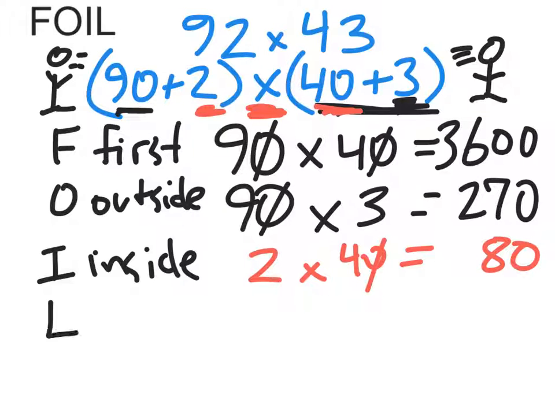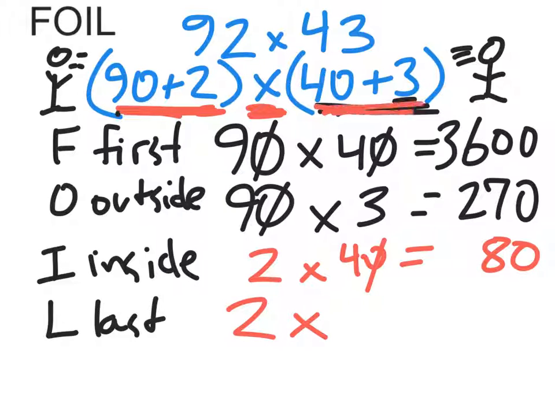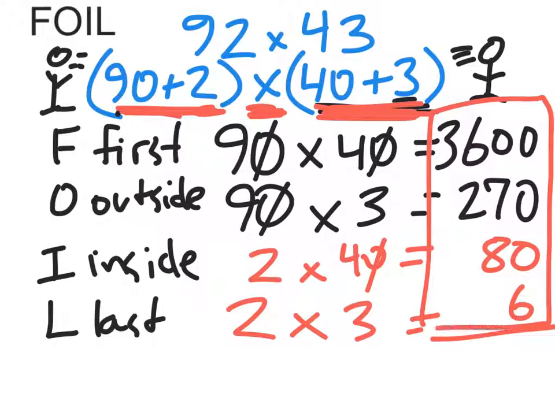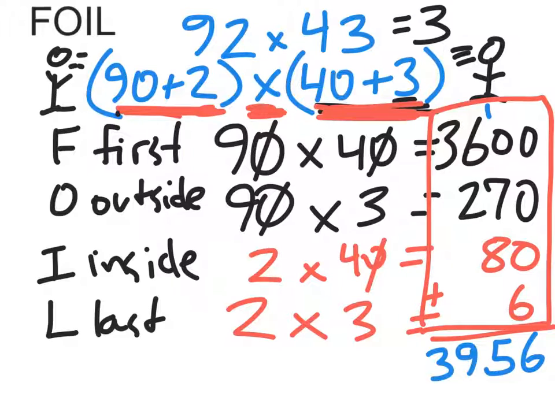And finally, the last numbers are the numbers that are last in each pair. So in this pair, the last number is a 2. And I multiply that by the last number in that pair, which is a 3. I get 6. Now look how I've lined up these numbers so nicely. All my ones are lined up, my tens, my hundreds, and my thousands. That way, when I add them all up at the end, it's very easy. So when I add this up, my final answer is 3,956. So that means 92 times 43 equals 3,956.